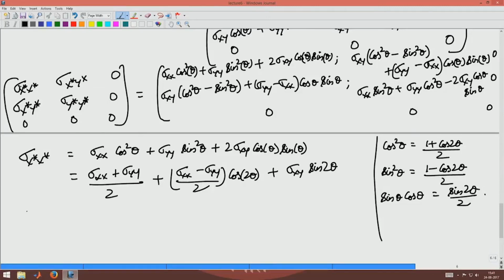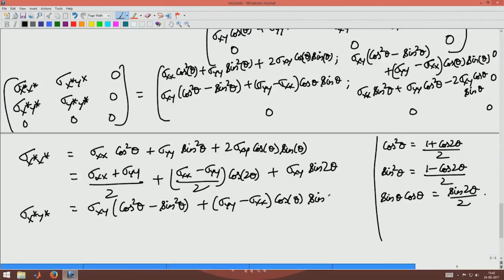Similarly, sigma x star y star would be sigma xy into cos square theta minus sin square theta plus sigma yy minus sigma xx into cos theta sin theta, which will simplify to sigma xy cos 2 theta plus sigma yy minus sigma xx by 2 sin 2 theta.